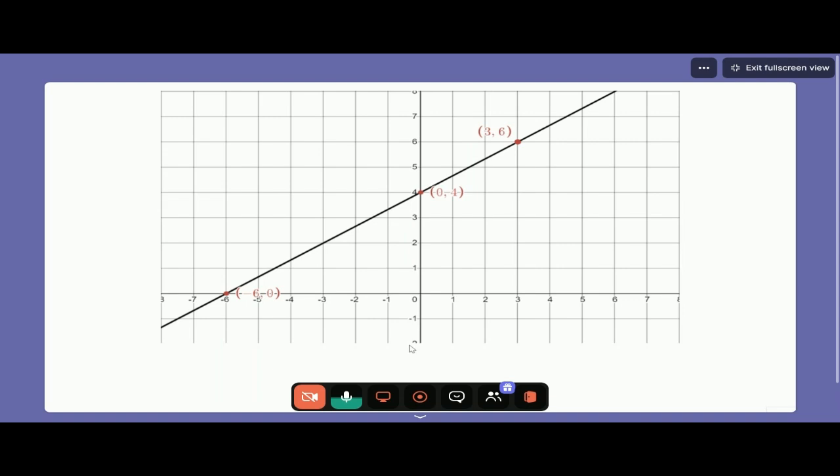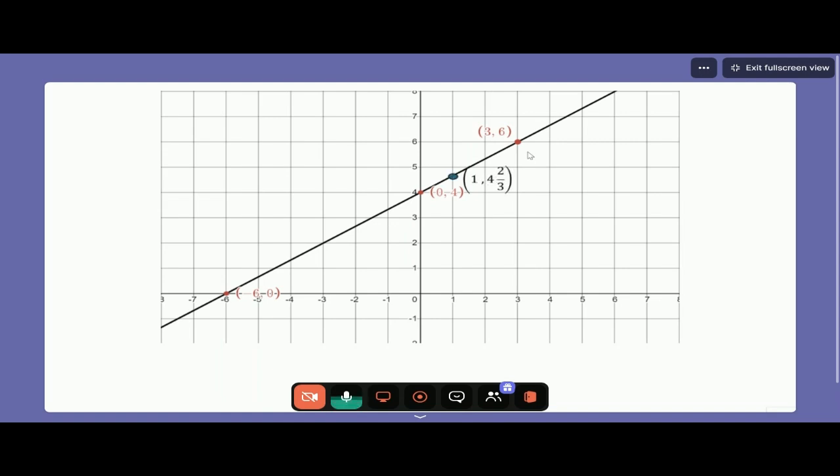And remember that other point we found, (3, 6)? Well, sure enough, it's on there as well, right? (3, 6) is on the line. Even though we didn't use it in this particular case to draw the line, it is on the line. Every xy pair that makes the equation true is on the graph.